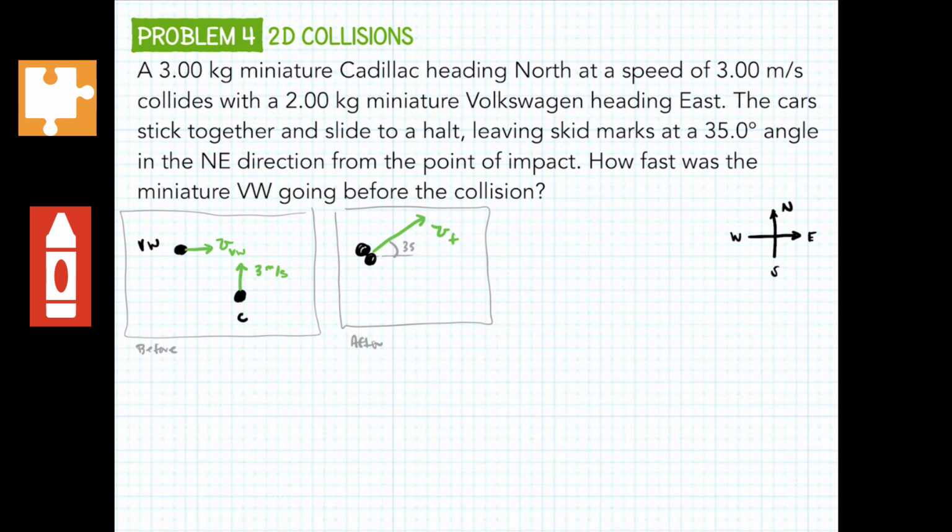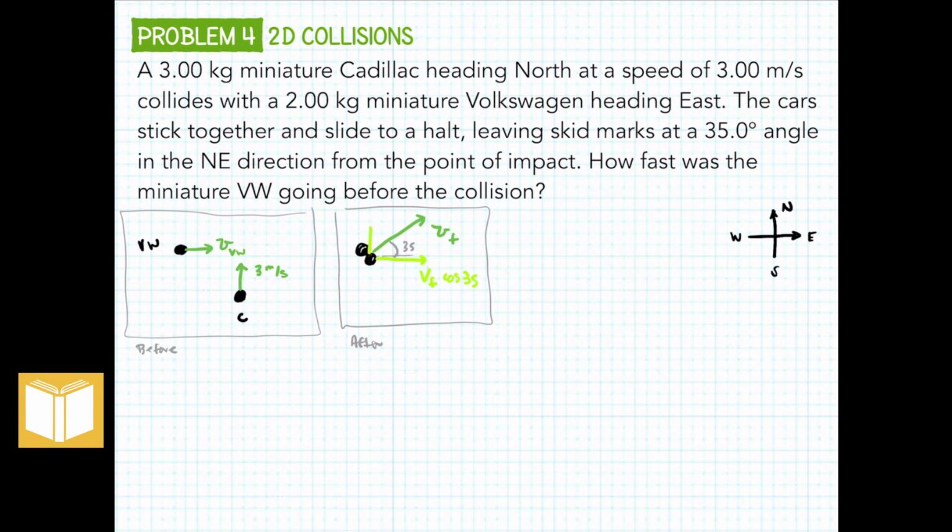Okay. So the key thing here is that we are using vectors, so everything has to be in the x or y direction, right? So we're just going to want to break this into, oh, that's a terrible color. Can anybody see that color? Is it okay for you guys? Yeah. Oh, it is? Okay. V final cosine of 35, and this will be V final sine of 35.